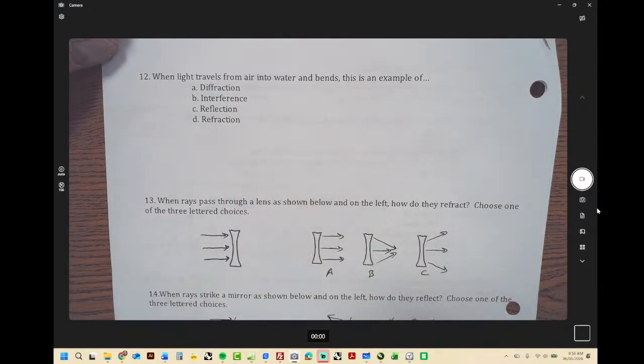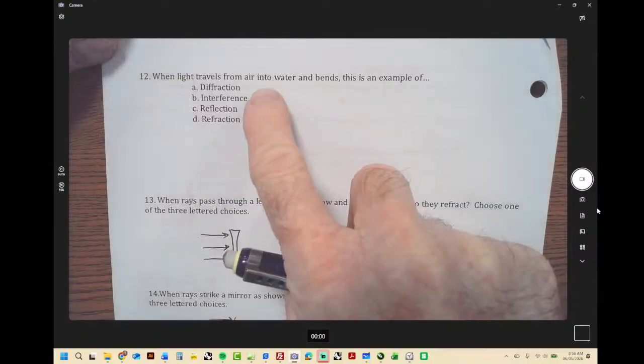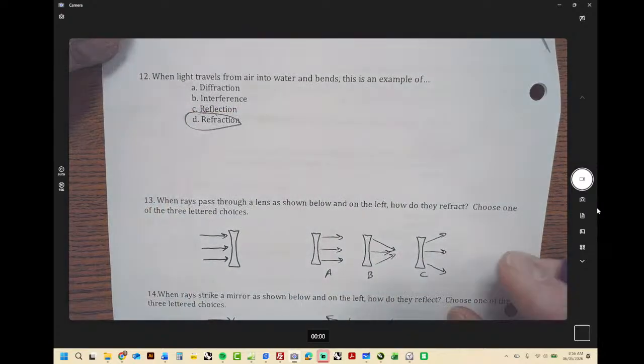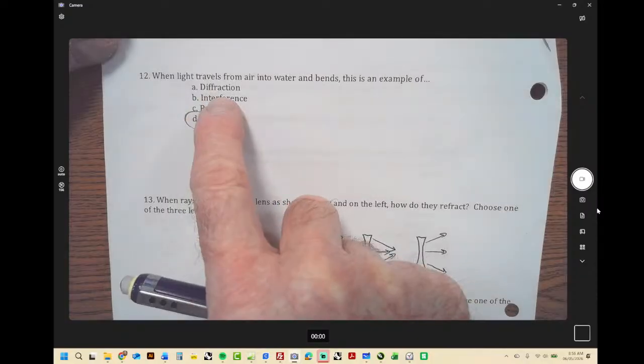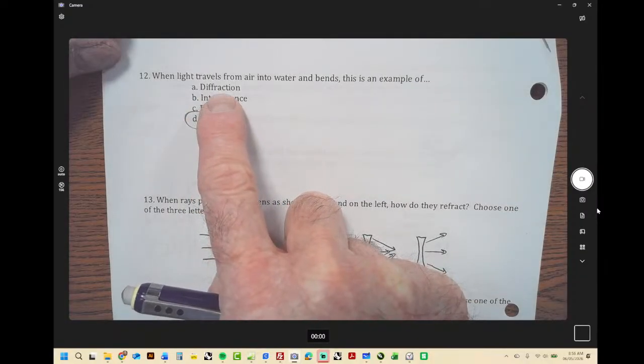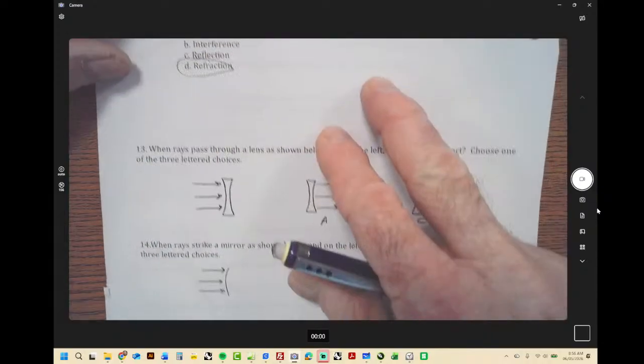When light travels from air into water and bends, what's that called? Refraction. And when light does diffraction, it bends too, but what's making it bend? Something in the way. Yeah, just obstacles, bending around them. But that won't be on the test.